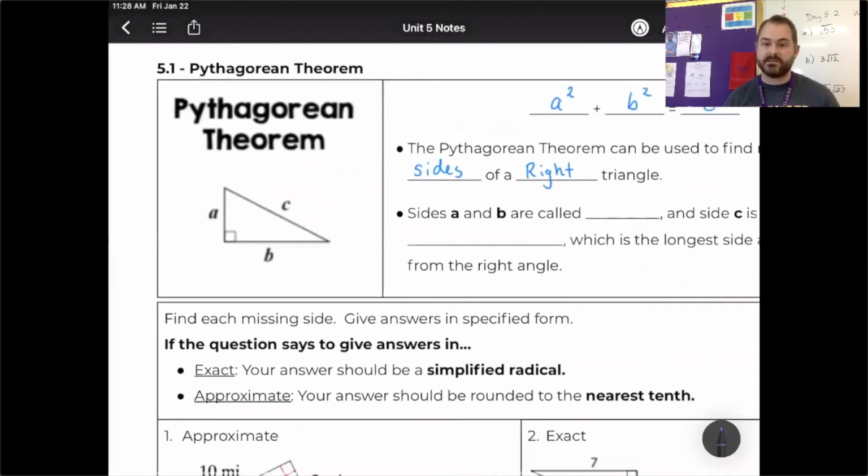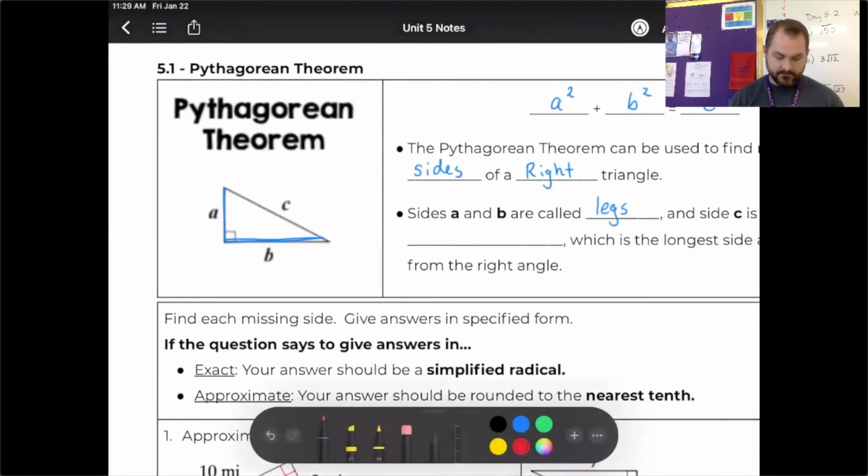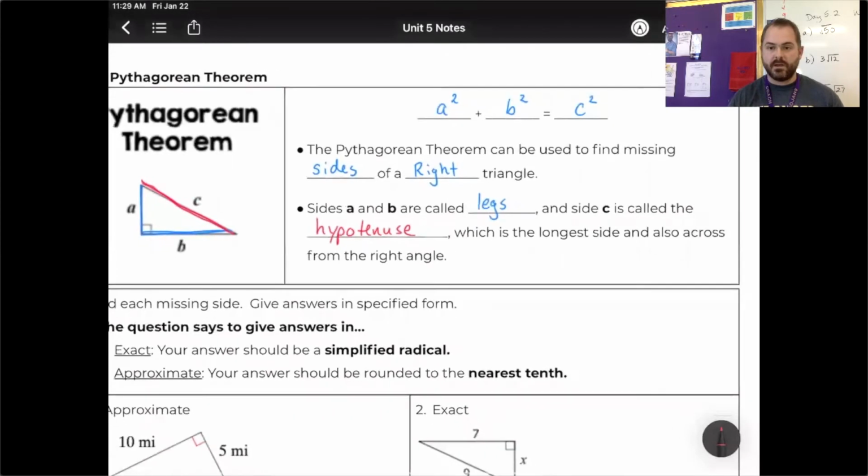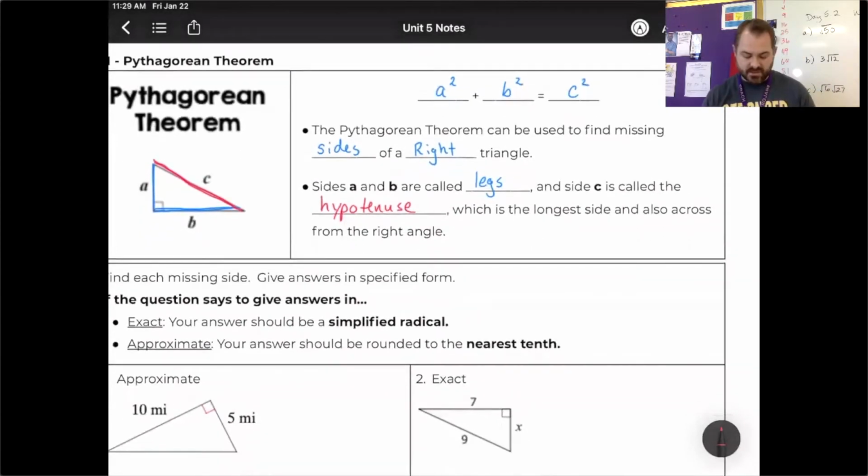So as we look at this given triangle, sides A and B are these two sides that make up the right angle. Okay, sides A and B are called legs because they make up the right angle. And then the third side, C, is called the hypotenuse. Okay, C is called the hypotenuse, and it is always the longest side, and it is also across from the right angle, or we might say opposite the right angle.